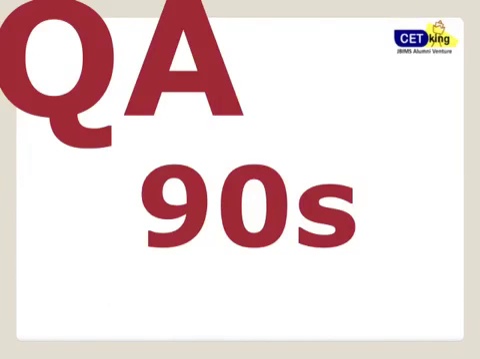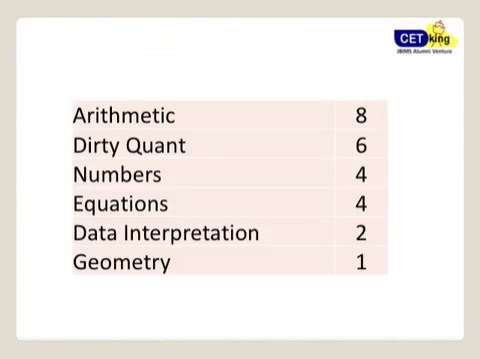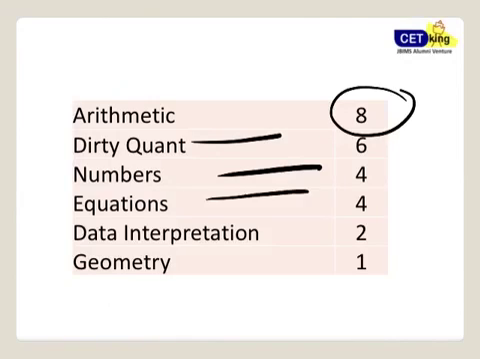Alright, we'll talk section-wise now. Quant first. The Quant cutoff target should be a score in the 90s, 92, 95. Overview of Quant: these are your major topics. It is again dominated by arithmetic and dirty Quant. By dirty Quant, I mean coordinate geometry, logs, all those topics which are modern math kind of thing. Then numbers, equations, DI 2 and geometry 1.